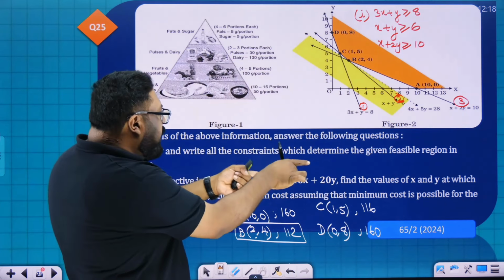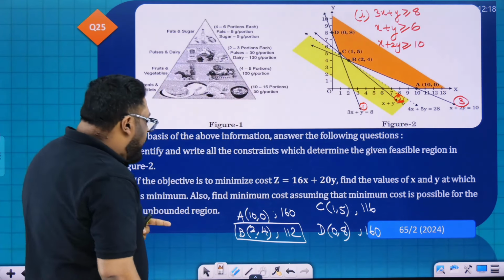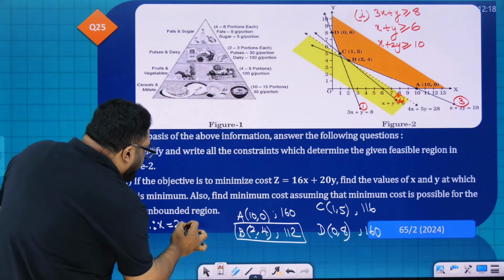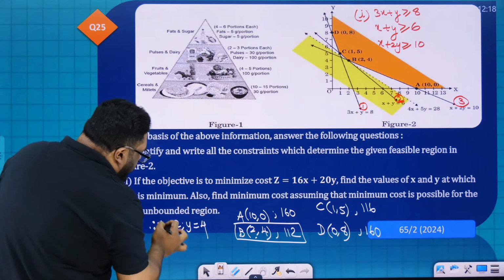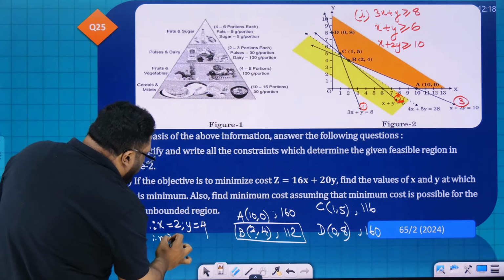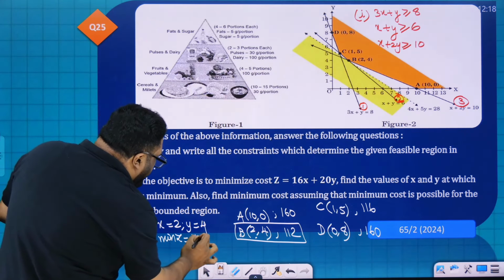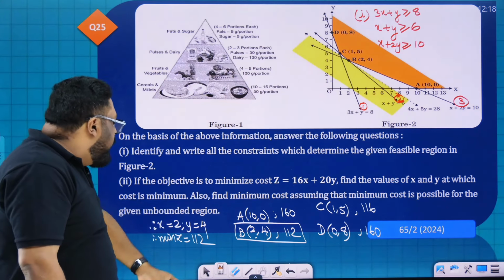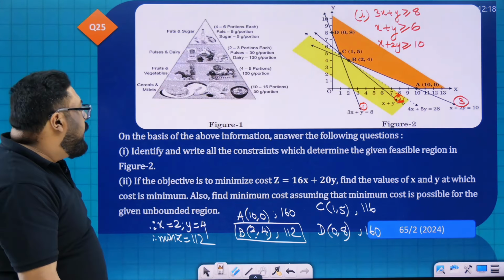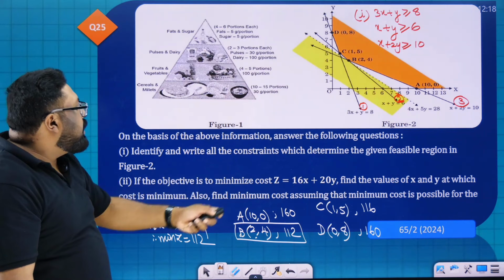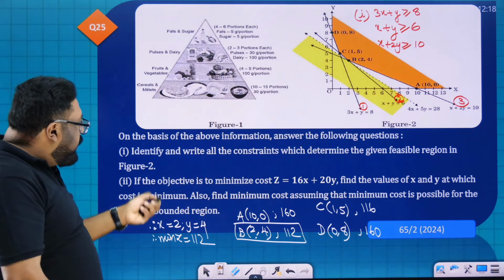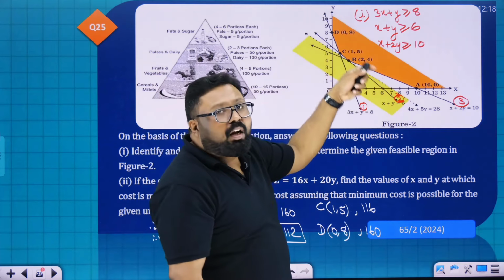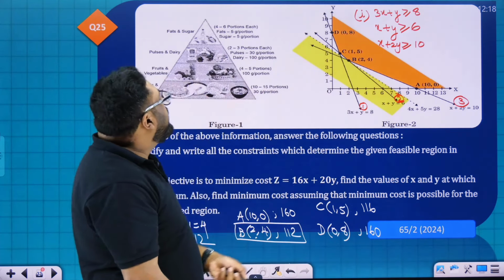So if the objective function is to minimize, find the values of x and y. Therefore, x equal to 2, y equal to 4, minimum Z is equal to 112. So the minimum value is obtained at x equal to 2 and y equal to 4 with Z value 112. Find minimum cost, assuming that the minimum cost is possible for this given. It's possible, they themselves said it, but we verified it because dotted line doesn't pass through the feasible region.